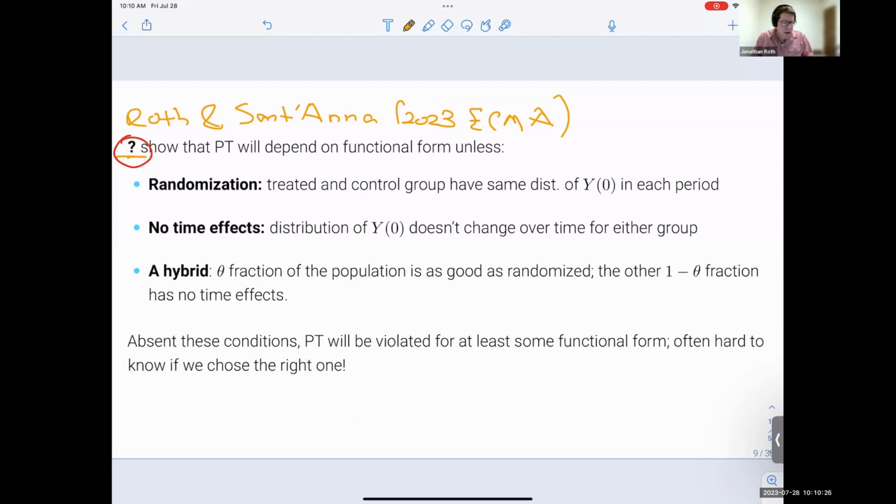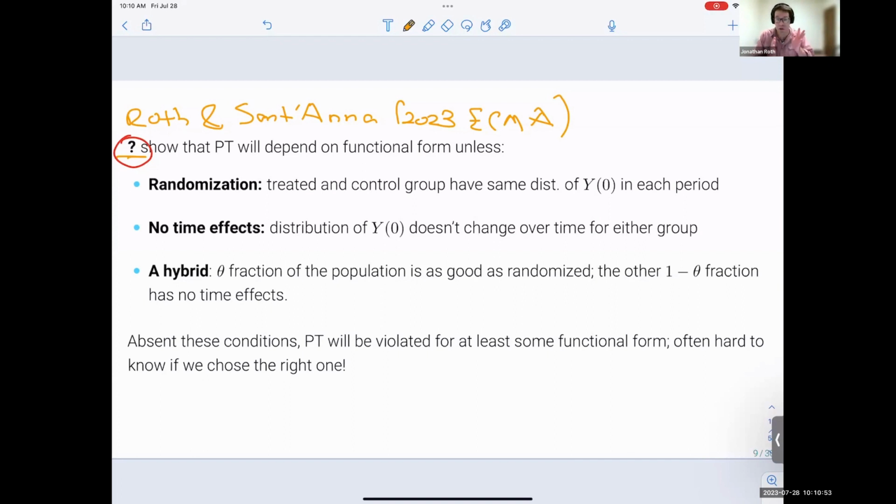And then the third case where we can have parallel trends hold for all functional forms is sort of a hybrid of the first two cases, where we have some subset of the population that looks basically as good as if it's randomized, and we have a remaining subset of the population that doesn't have any important time effects. And so there's some cases where we think these types of things might be plausible.